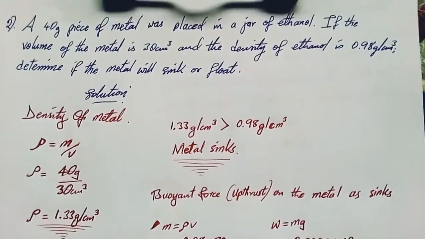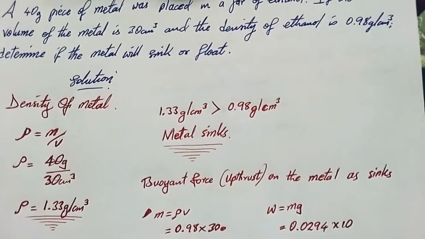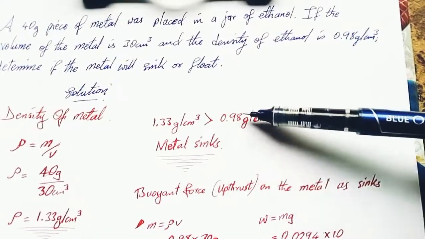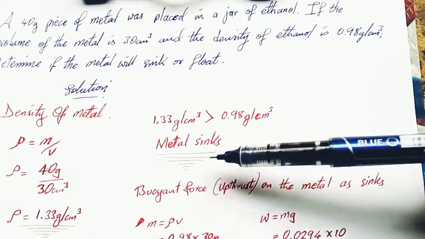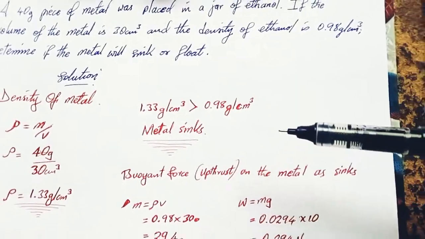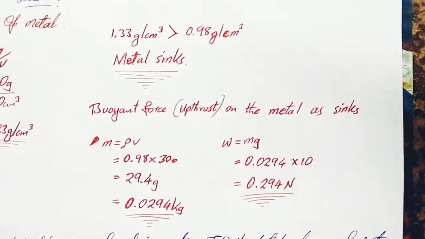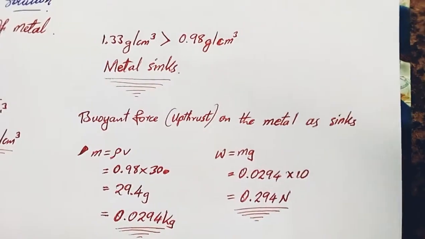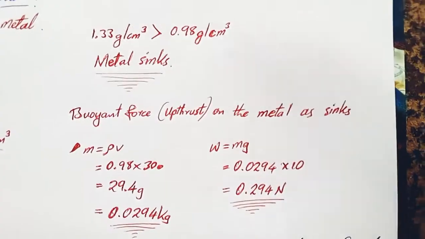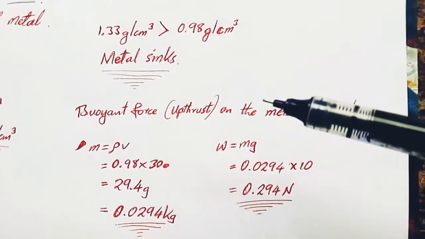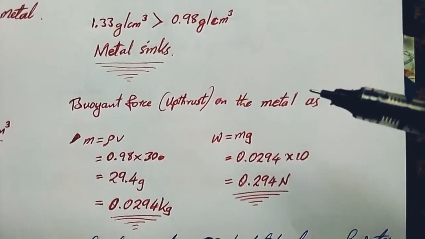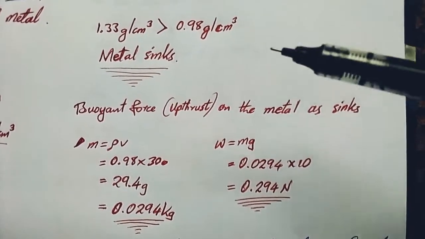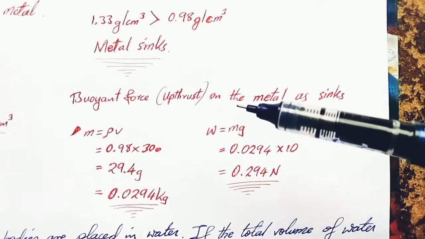So when you do your calculations, it comes out as 1.33 grams per cubic centimeter. This is greater than the ethanol, so metal sinks is our answer. I just went further to do one or two calculations on the buoyant force, the upthrust on the metal as it sinks, because it won't sink as if it's falling in air, it will sink slowly.